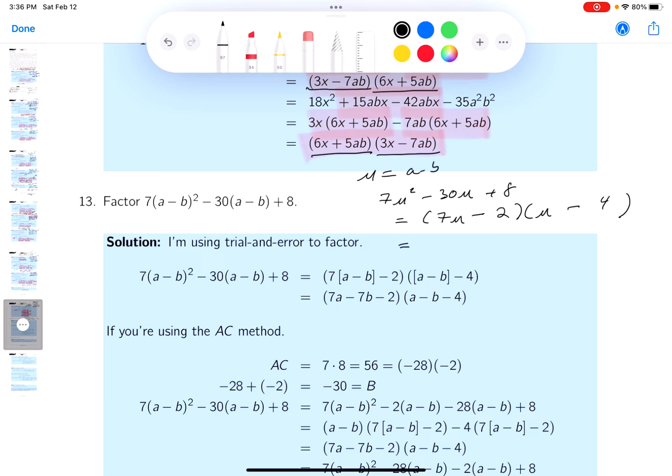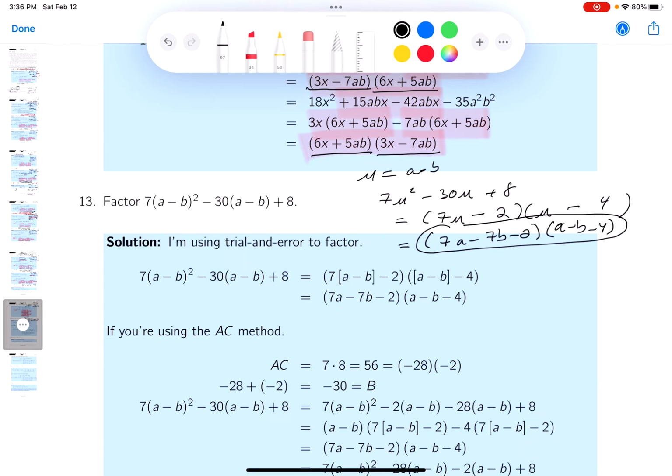So what's the real answer over here? Let's go back to what the u is. It was a minus b. Would that be agreed? So let's write this down. What's going to be? 7a minus 7b minus 2. What goes over here? 7. I'm sorry, not 7. Sorry about that. It's a minus b minus 4. And this is the factorization of the problem.